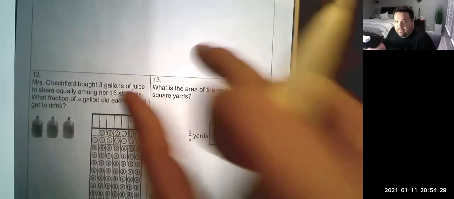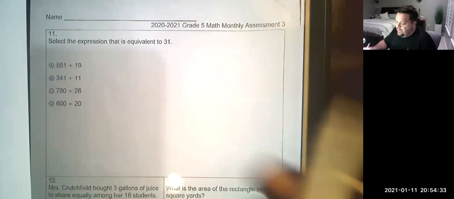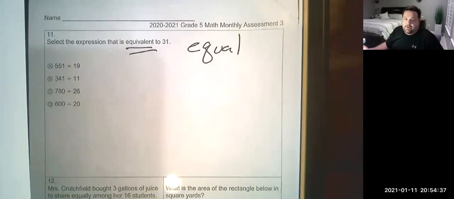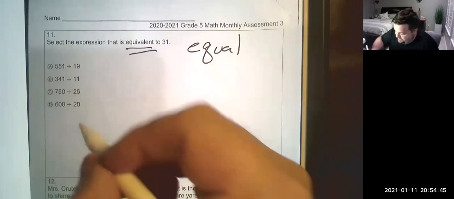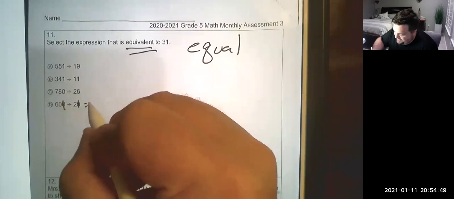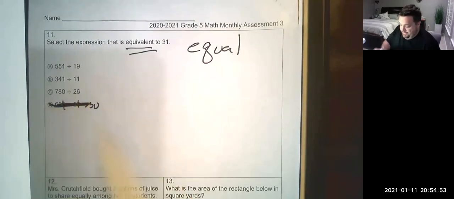Let's go on to number 11. When it says to select the expression that is equivalent, you got to know equivalent means equal or you'll get messed up. We talk about it all the time, right? There's really not a lot of tricks here. You just got to do the math. So I start looking at my choices, and we've taught you this. Take the zeros off. 2 goes into 60 30 times. Well, that doesn't equal 31, so I can definitely eliminate that one, right?